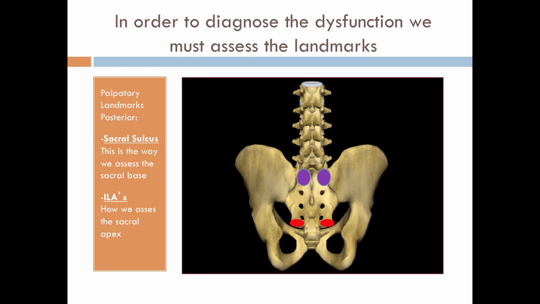So again, when we're looking at these landmarks here, in the purple dots you'll see the sacral sulci, and the red dots are the ILAs. And the sulcus will give us information about the position of the base of the sacrum. The ILAs will give us information about the position of the apex of the sacrum.